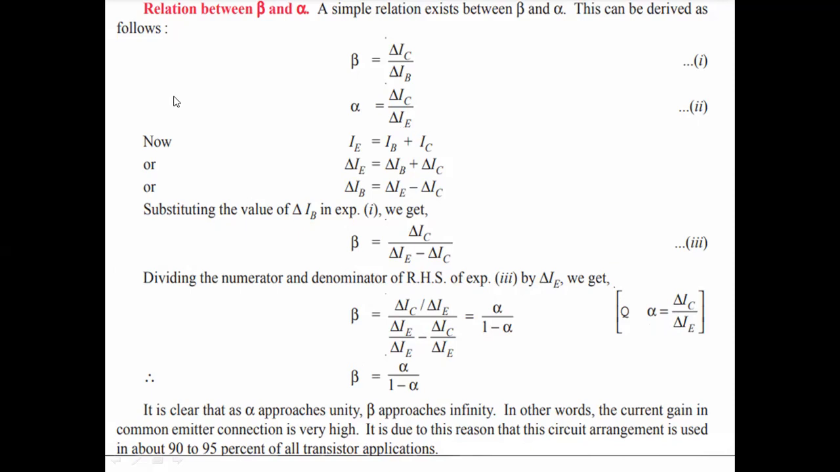So beta is equal to alpha by 1 minus alpha. As alpha approaches unity, it is clear that beta approaches infinity. In other words, the current gain in a common emitter connection is very high. It is for this reason that this circuit arrangement is used for 90 to 95% of all transistor applications. The common emitter configuration will be used because its current gain is very high.